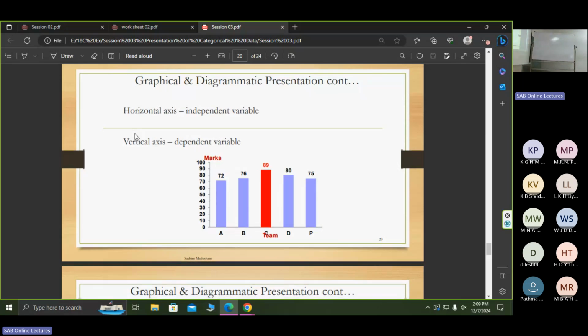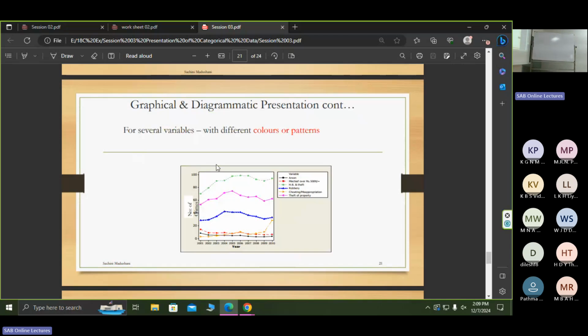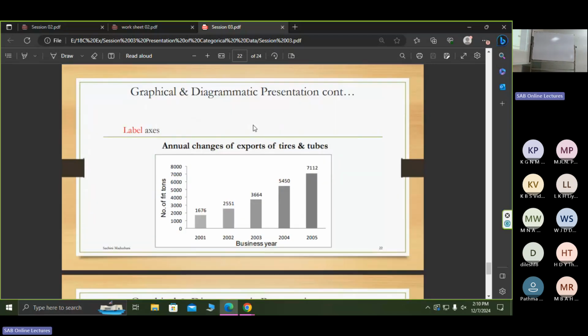Is it clear? Okay. Another one: when we are using several variables, we need to draw a line graph representing, for example, sales revenue, advertising expenditure, and other expenses. We need to represent these three variables using one line graph. How can we do it? We use different patterns or different colors to differentiate each line. Is it clear? Then another one is that we need to label the two axes. Which variable is represented on the x-axis, and which on the y-axis? Here this is the business, this is the number of current. We need to label the two axes.